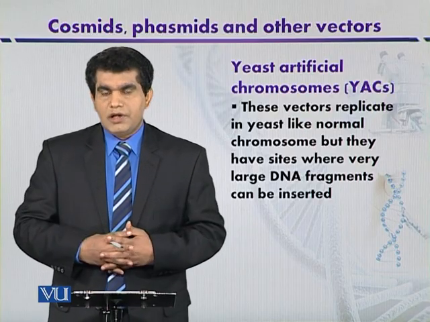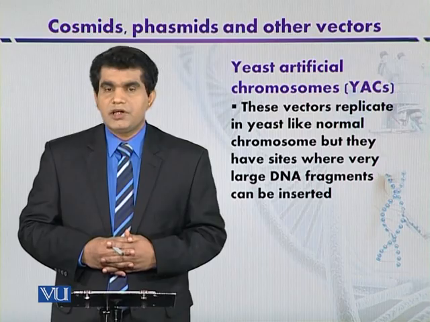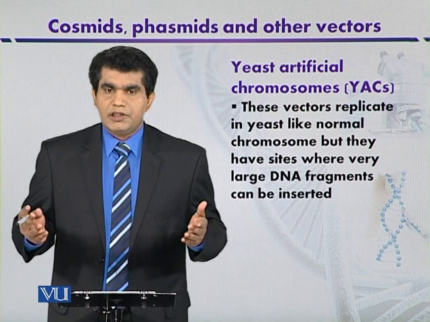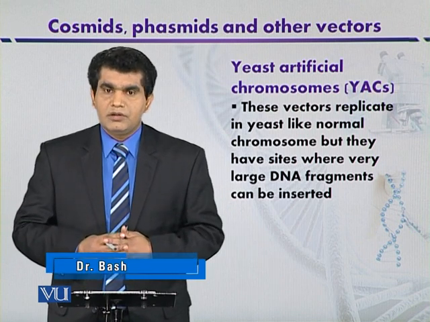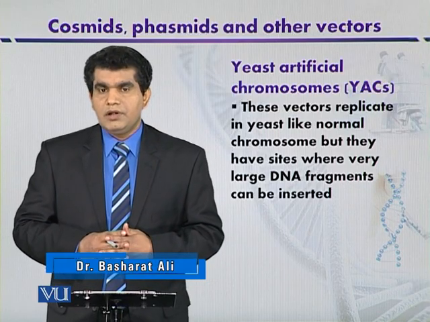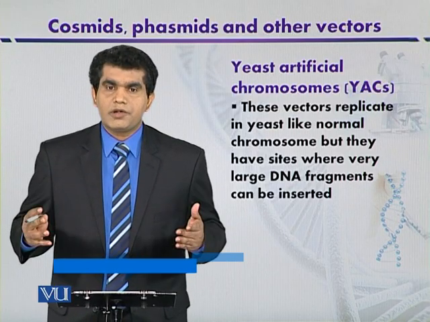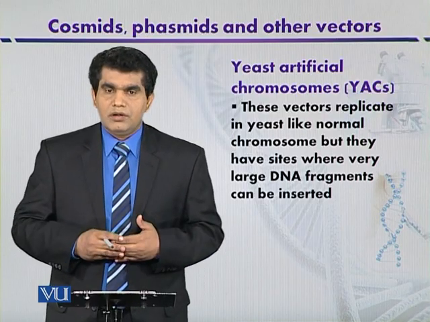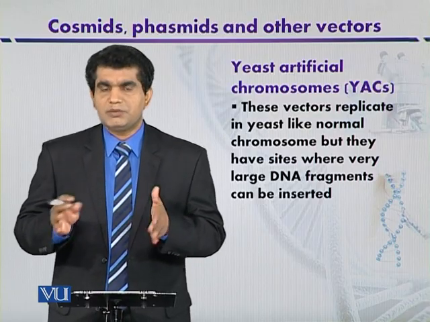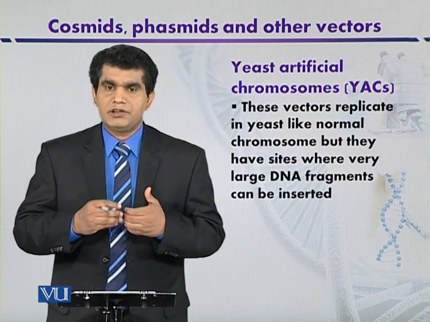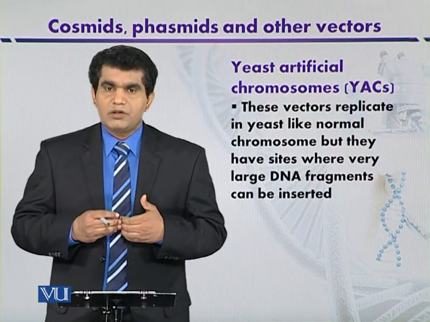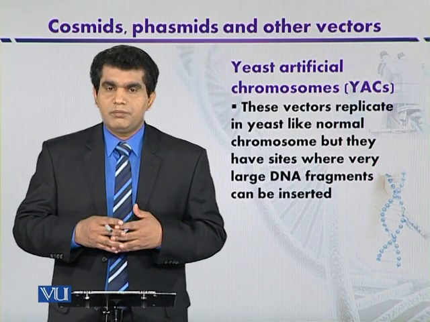If we have a look again at the map of the yeast artificial chromosome, we will find that it contains different selectable markers that can be used for the selection of recombinants. Then it contains a portion called the centromere. If you remember, the centromere is a portion where the microtubules or spindle fibers attach, and it plays a role in the division of the chromosome during the mitotic process.